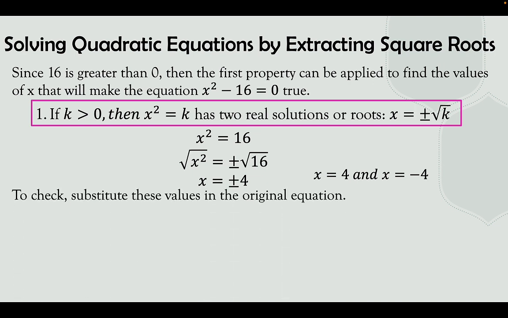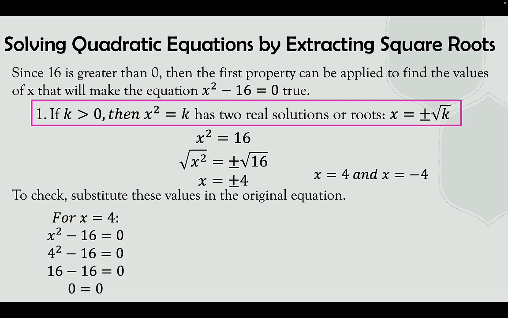To check, we just need to substitute the values into the original equation. Our original equation is x squared minus 16 equals 0. So for x equals 4, we substitute 4, so we have 4 squared minus 16 equals 0. So 16 minus 16 equals 0. So that means 0 equals 0. That means 4 is a solution to the given equation, x squared minus 16 equals 0.